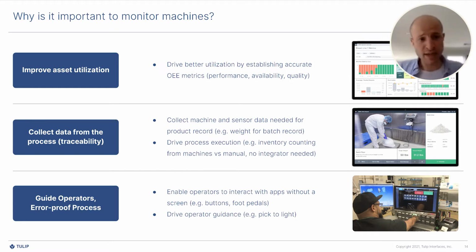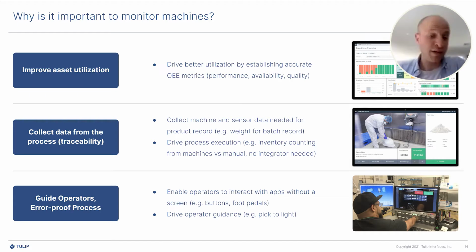The second bucket is to collect data from the process, thus improving traceability. A machine doesn't necessarily need to be a big machine like an injection molding machine or CNC machine. It can be actually a smaller machine as well. But once we connect to it, we can record all the information that it's outputting and that you can use to either create a digital twin or track information on a specific process.